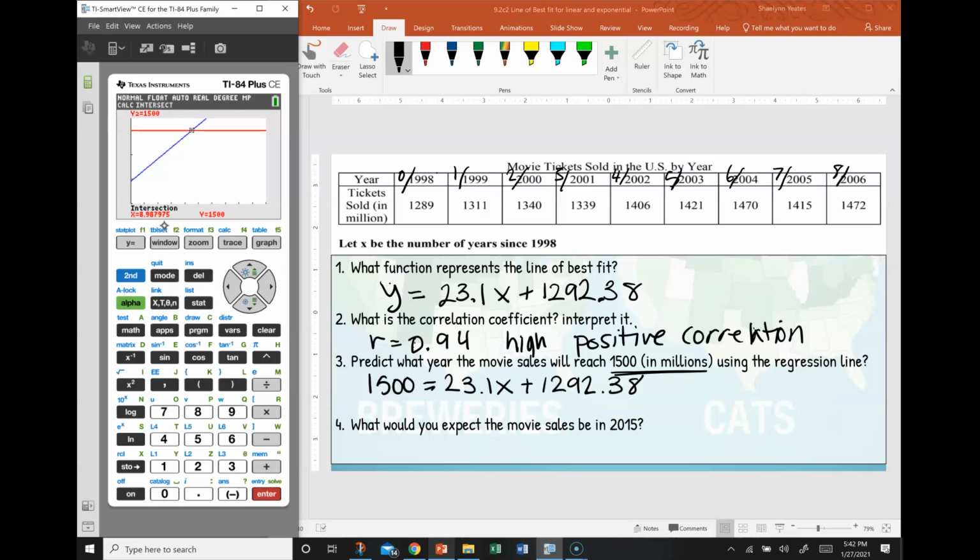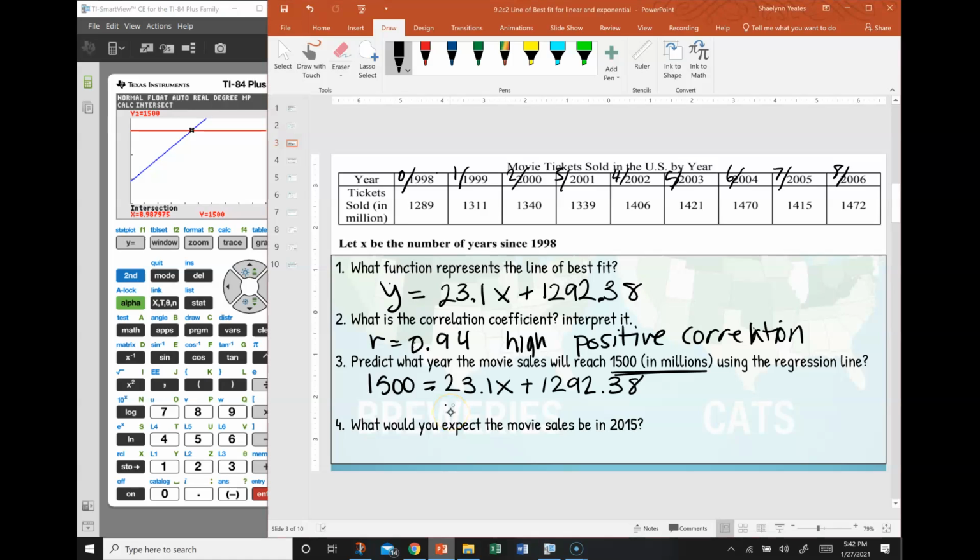So that would be 2007. So x ends up equaling 8.98, or 9 because we're rounding up, which is going to be 2007 for this particular theater.